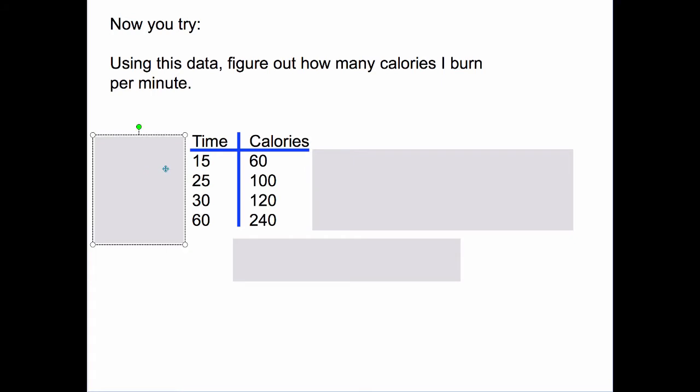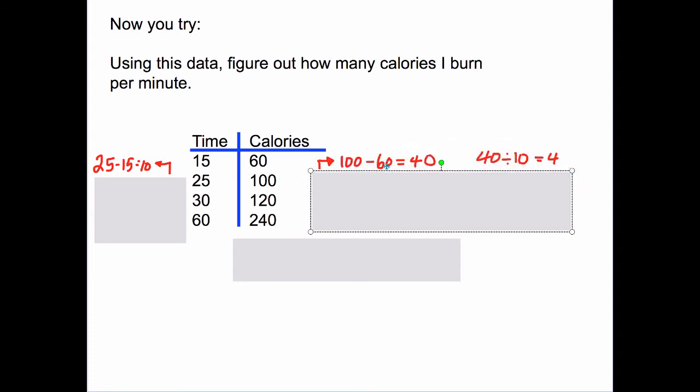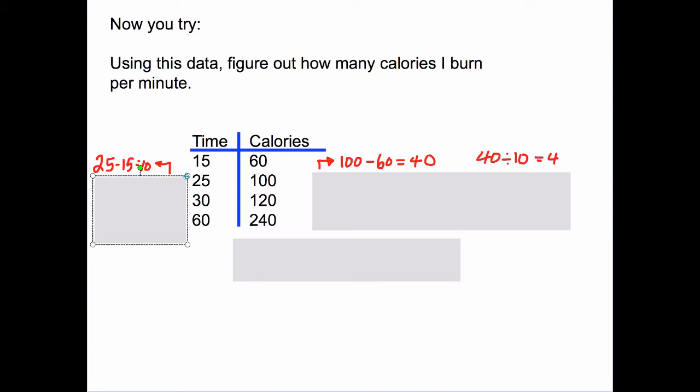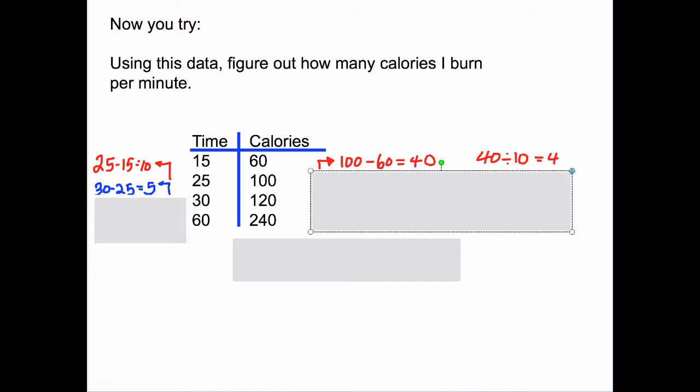Okay, so let's check out the answer. Between minutes 15 and 25, 25 minus 15 is 10 minutes. So in those 10 minutes, I burned 100 minus 60 calories. That's 40 calories in 10 minutes. 40 divided by 10 is equal to 4. So that looks like a rate of 4 calories per minute. Now let's see if we get the same rate for the entire table. Between minutes 25 and 30, 30 minus 25 is 5 minutes, I burned 120 minus 100, that's 20 calories. 20 divided by 5 is 4. So that is again 4 calories per minute.